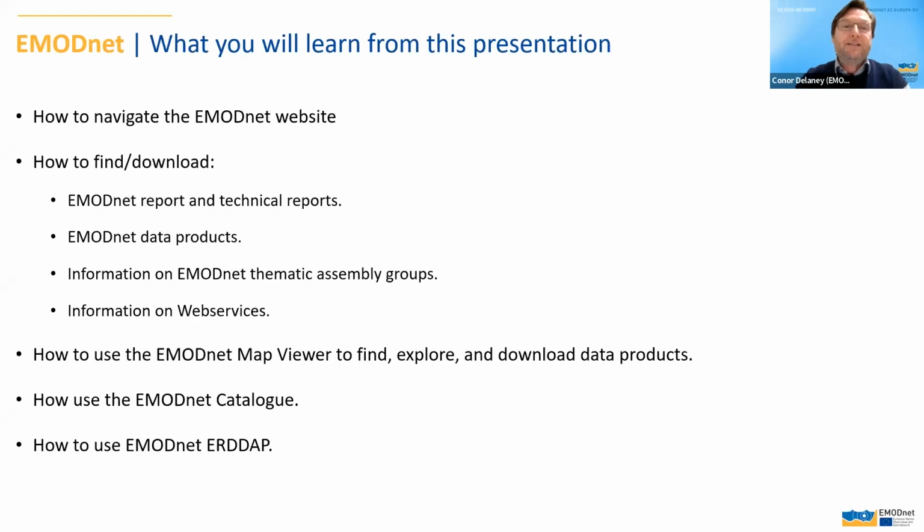Through the course of these slides, I'm just basically going to show you how to navigate the EMODnet website. Please rest assured, I'm not going to go through how to navigate a web page. It's just to show you where the key areas are for people who are interested in downloading data products, finding out more about the data products, or finding out about the thematic lots. You will be able to see where the reports and technical reports are. You'll be able to find out more about the data products. You'll see more information about the thematic assembly groups, and find out how to find information on the web services.